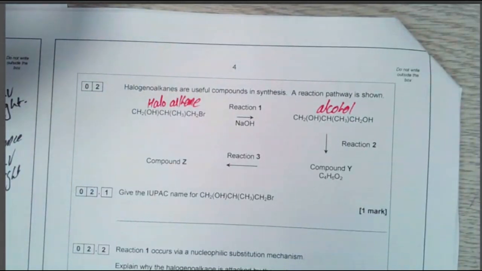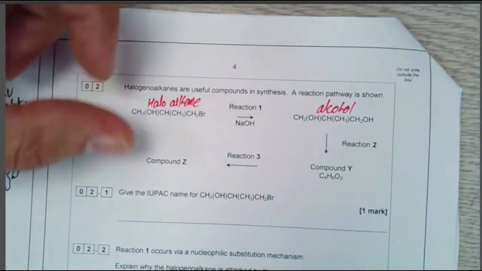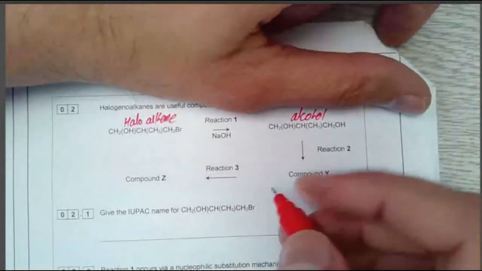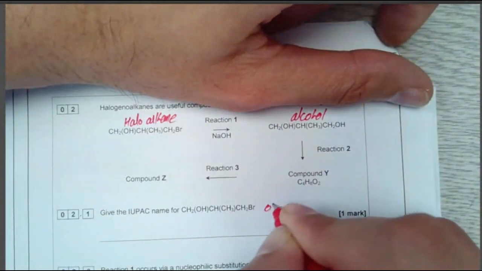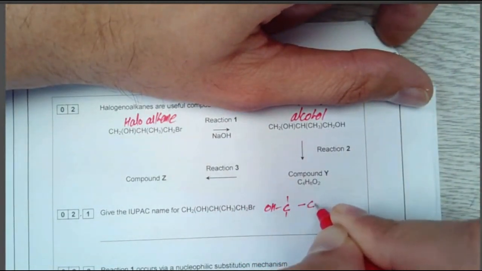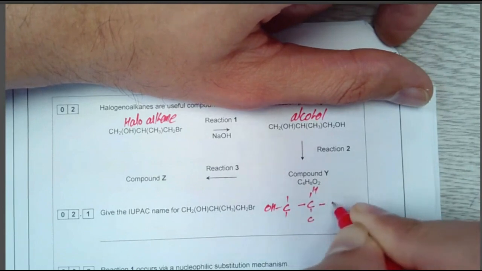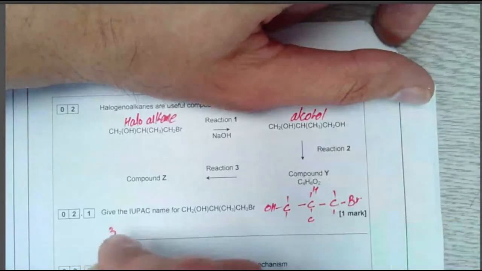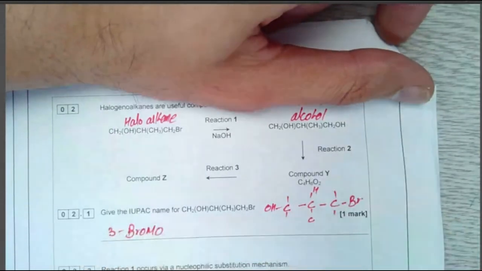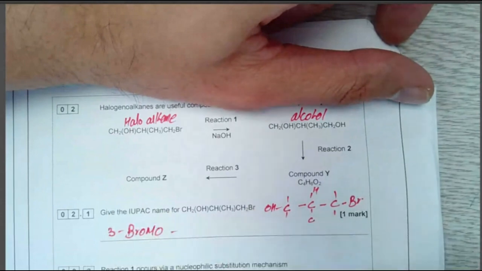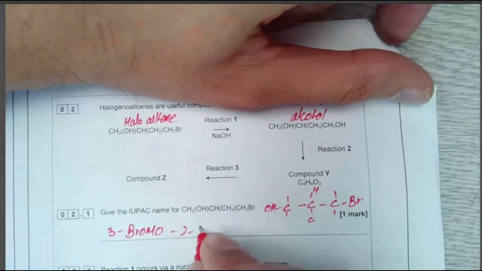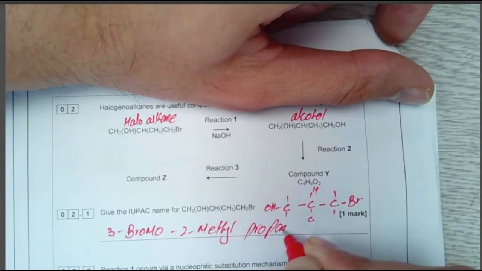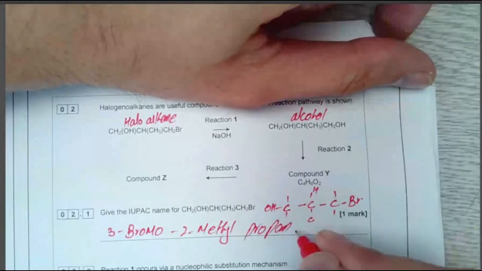So the name of the first one here, we can write down 3-bromo. So I will draw it out, right? So I'm going to say this is OH. I've got C, I've got H, and I've got C. I've got CH2 and Br. So this is 1, 2, 3. So it will be 3-bromo-2-methylpropan-1-ol.